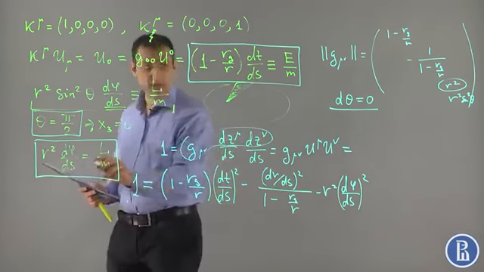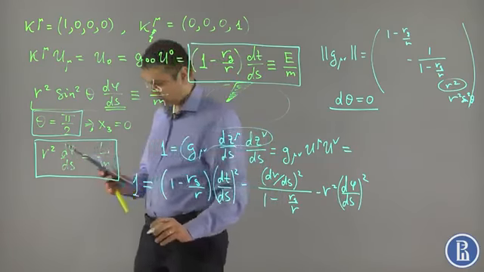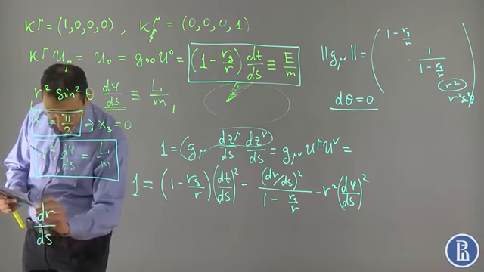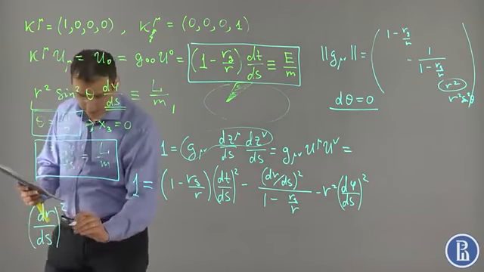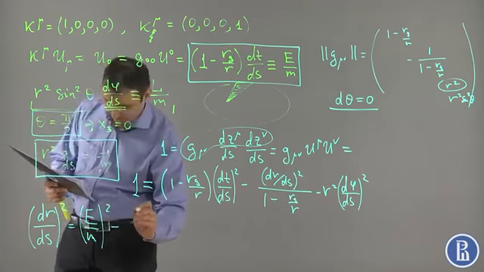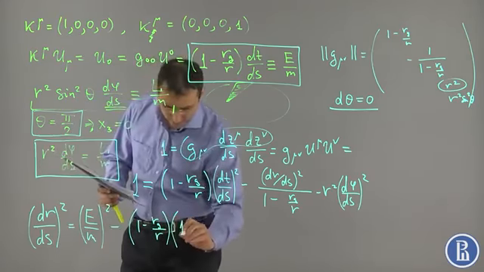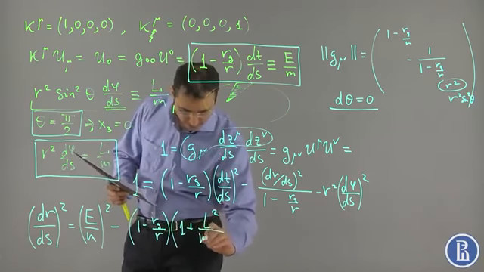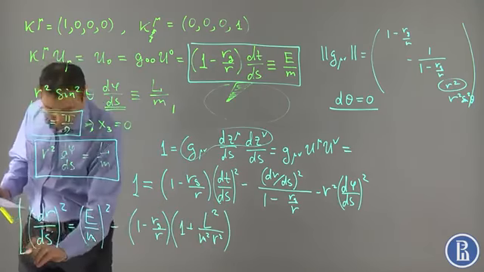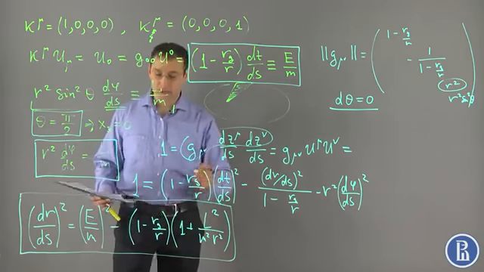Now, using this conservation law and this conservation law in this expression, we obtain the following equation: dr over ds squared is equal to E divided by m squared minus 1 minus rg over r times 1 plus L squared divided by m squared r squared. So this is the equation for the geodesic. This is the equation that we have been looking for.